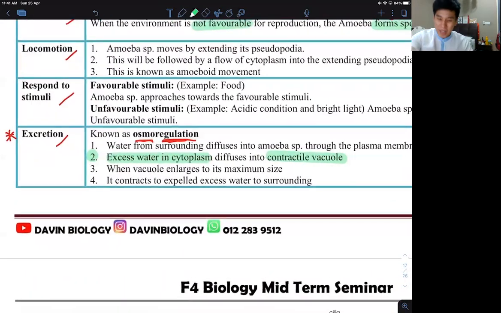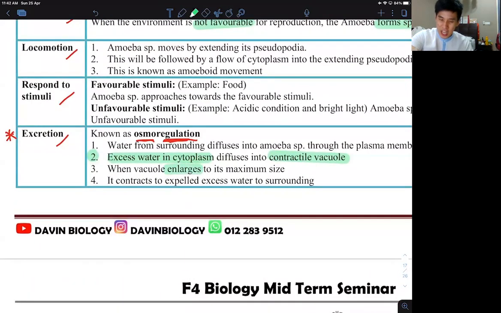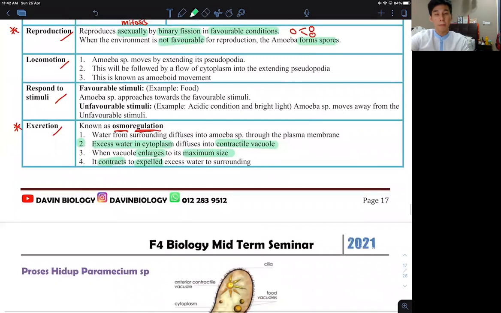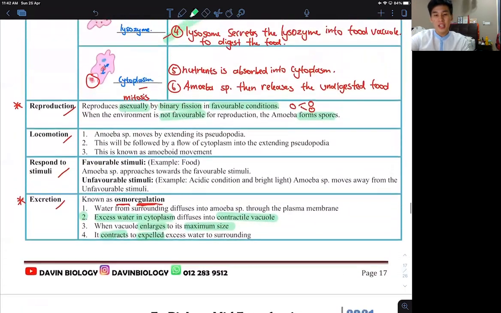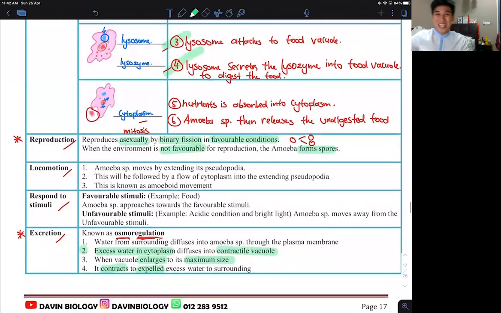Once it reaches maximum size, when it enlarges to maximum size, just like your bladder full already, you go pee. So this thing will contract and expel the excess water to the surroundings. Expel means it releases the excess water to the surroundings. Understand? Okay? So that is how an amoeba basically does it.